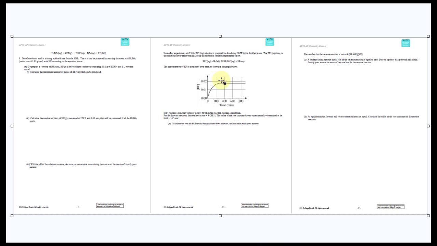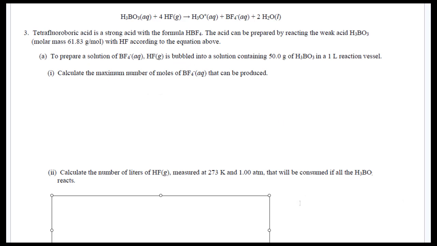So here we've got 3 pages, A, B, C, and D, to come up with a lot of points. Let's get to the first one, A. Here we've got a reaction where tetrafluoroboric acid is being produced. That's a strong acid. It's one of the ones that you don't have to memorize. It's really exotic, and they show it ionized here because it's a strong acid.